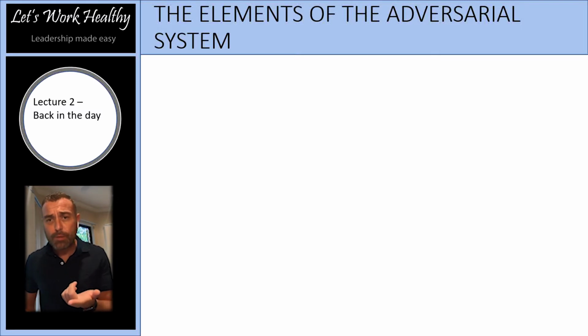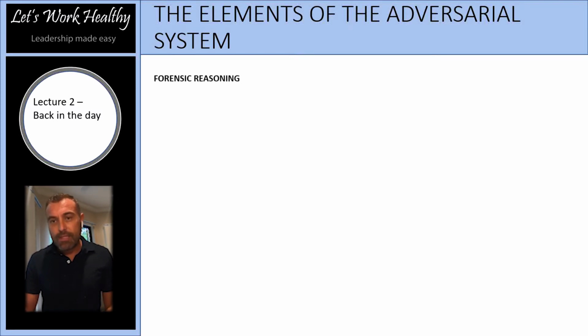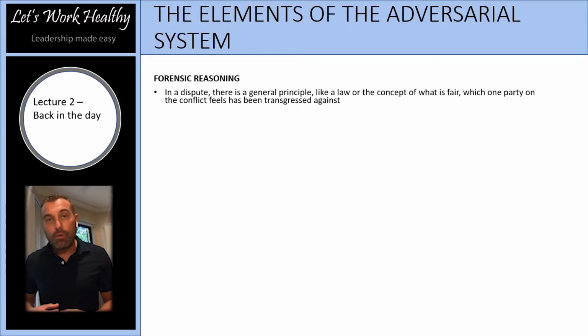The first point I want to talk about is forensic reasoning. Now, in a dispute, there's a general principle, if you like. And that principle is that it's either a law, you shouldn't murder somebody, you shouldn't steal something, whatever the law might be. Or there's a general principle of fairness, like someone would be aggrieved that you've done this or that because it's considered by the community as a whole as unfair, as a principle.